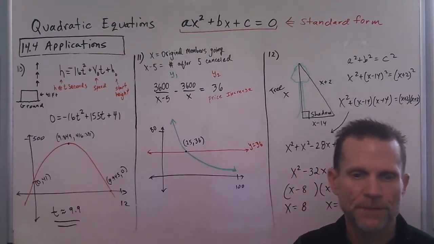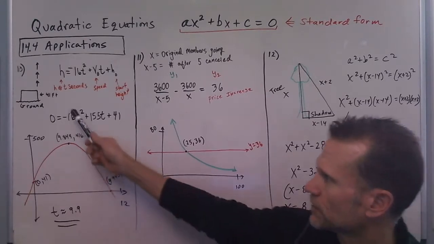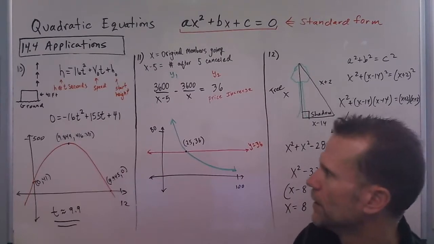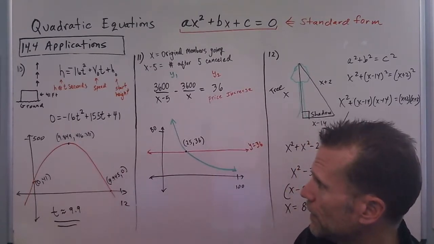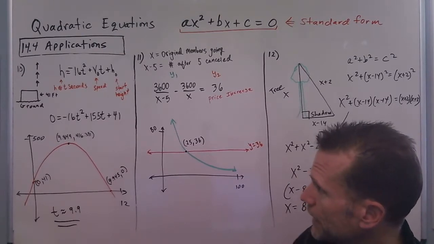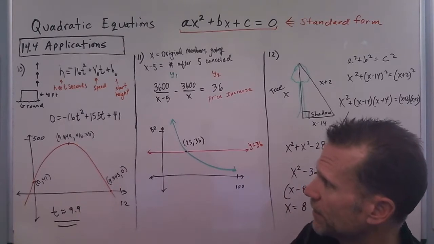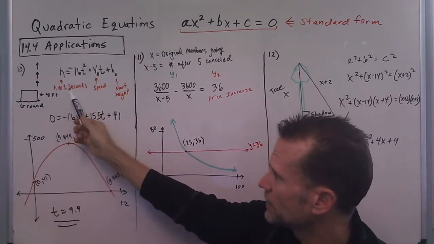Okay, moving on to application problems 10, 11, and 12. This first one talks about an arrow that is shot vertically upward. Seems like a bad idea to shoot an arrow straight up, but they give you this equation that represents the height of the arrow after t seconds. So height at t seconds.